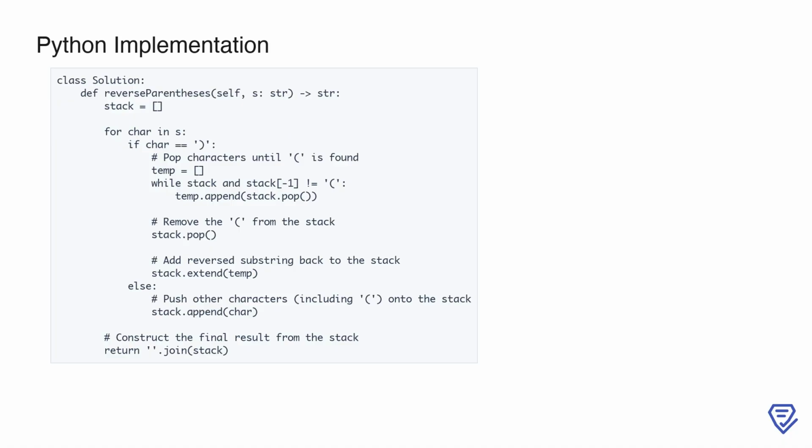2. The opening parenthesis is removed from the stack, and the reversed substring is added back to the stack. This ensures that substrings are reversed in the correct order, including those within nested parentheses. Finally, when the iteration is complete, the stack contains the processed string with all parentheses removed and substrings reversed. We join the stack elements to form the result. The algorithm has a time complexity of O(n), since each character is pushed and popped from the stack at most once. The space complexity is also O(n), due to the stack usage. This implementation is concise and handles edge cases such as empty strings or strings without parentheses effectively.